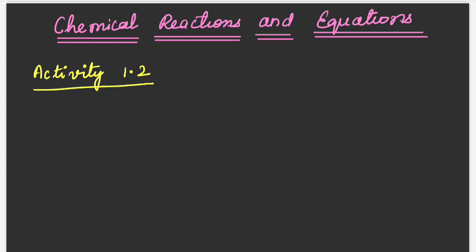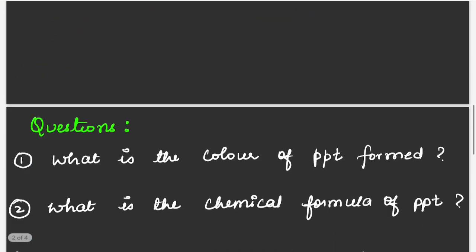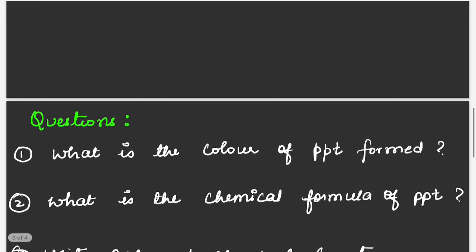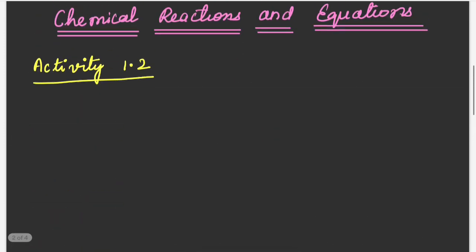In this video, we are going to study activity 1.2 in detail, and also we are going to see the important questions which can be asked from this activity. So this is from the chapter Chemical Reactions and Equations. We have already done activity 1.1. If you have not watched the previous video, you can watch it in the playlist. Now let us start this activity 1.2.